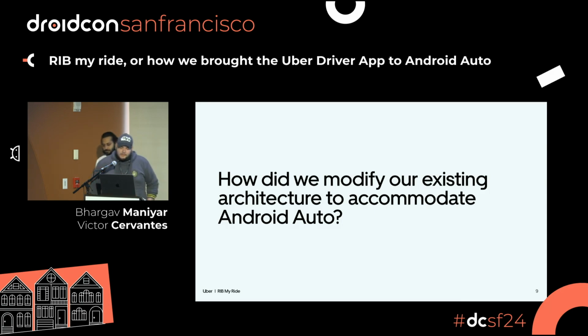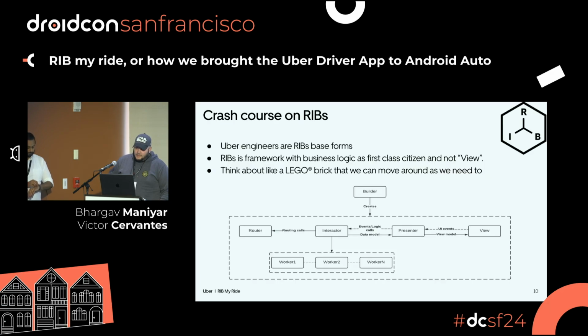Here I'm going to talk about how we modified our existing architecture to accommodate Android Auto. For everybody who's not familiar with how we work at Uber, our architecture is based on technology that we built called RIBs. So basically, we are a RIBs-based firm. All our applications are using the same architecture. RIBs is a framework with business logic as a first-class citizen and not just a simple view. We can compare it to a Lego brick that we can move around as we need to. And here on the screen, we can see a simple diagram of the components of a RIB.